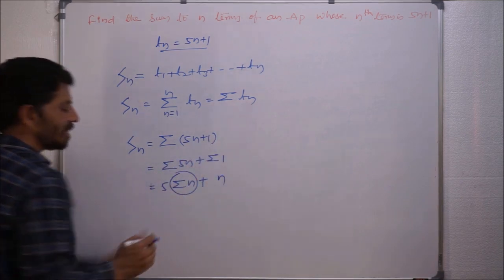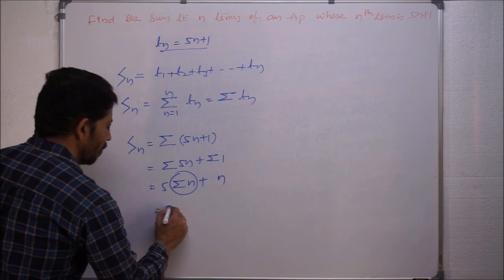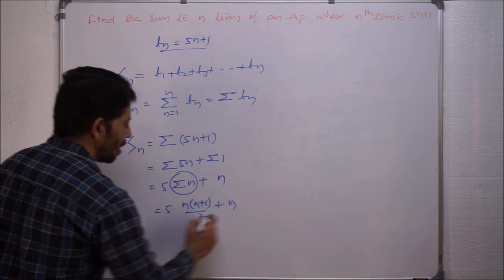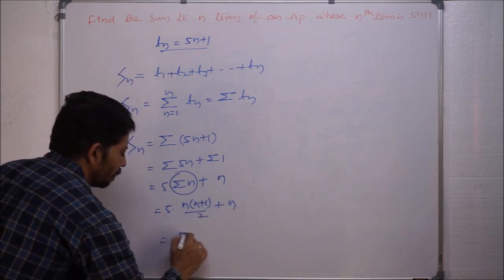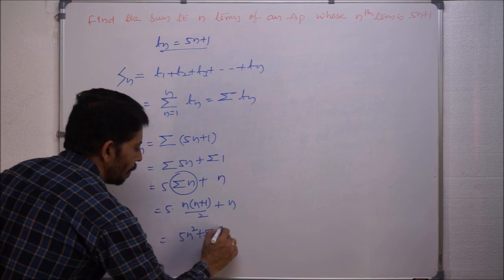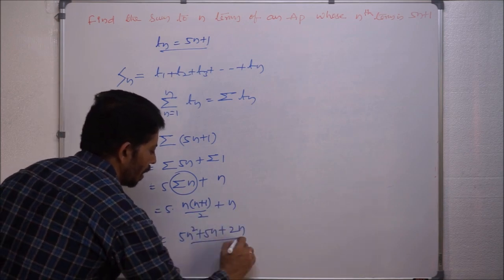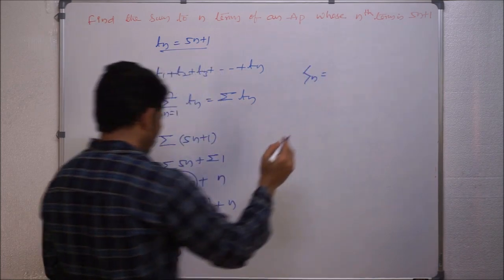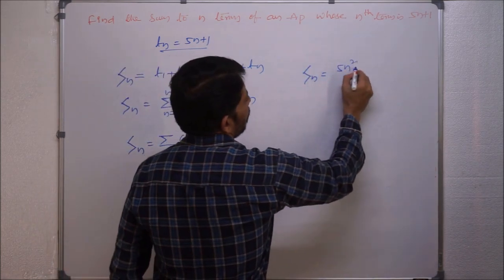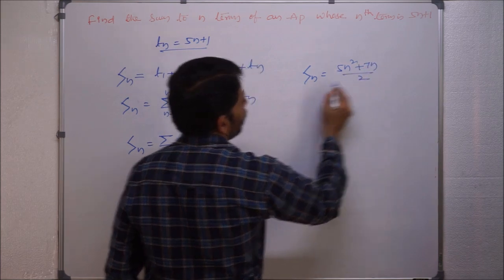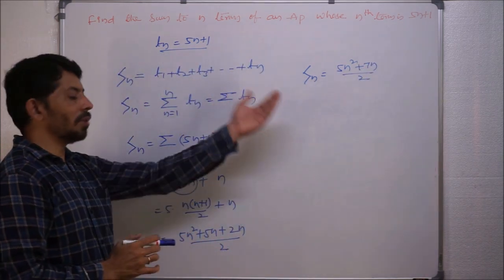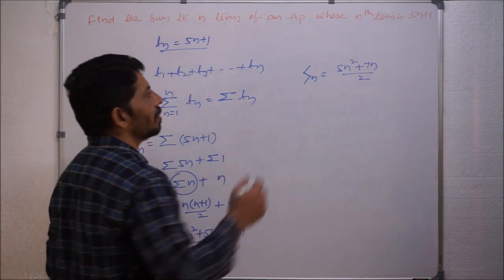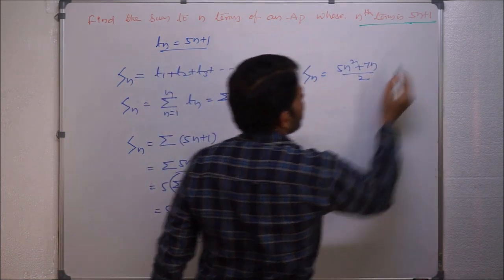And we know sigma n is n into n plus 1 by 2, so we get 5 into n into n plus 1 by 2 plus n. Simplifying this, what will we get? 5n square plus 5n plus 2n by 2, which is Sn equals 5n square plus 7n by 2. So in this way we can find the sum to n terms of an arithmetic progression when the nth term is provided.